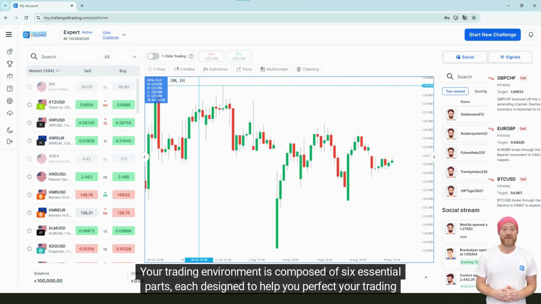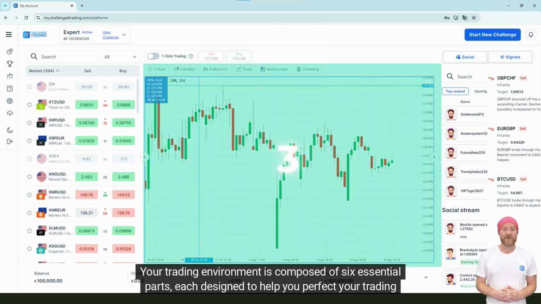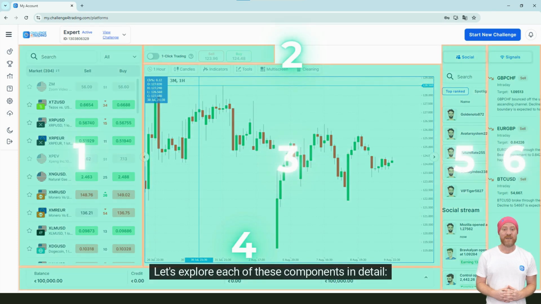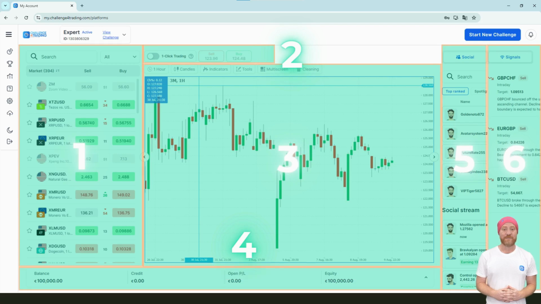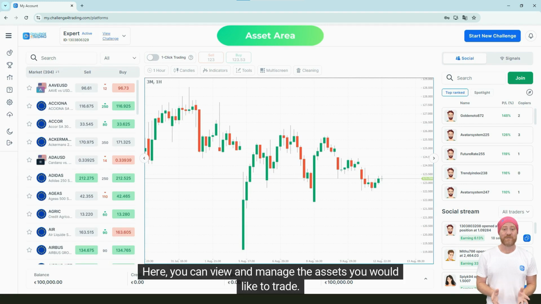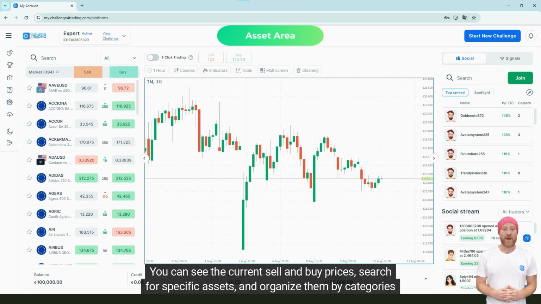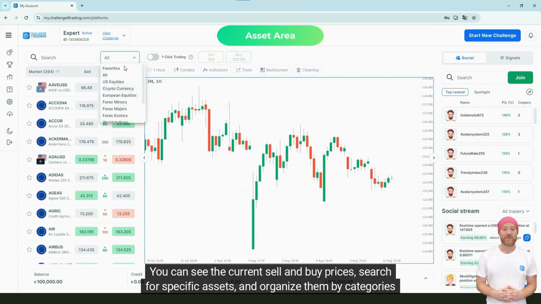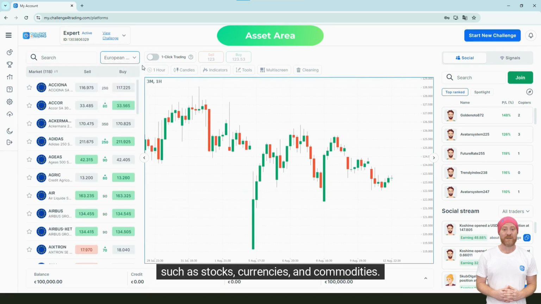Clicking on Trade Now will take you directly to your trading environment where you'll engage in the core trading activities. Your trading environment is composed of 6 essential parts, each designed to help you perfect your trading strategies and execute trades effectively. Let's explore each of these components in detail. The first part is the asset area. Here, you can view and manage the assets you would like to trade. You can see the current sell and buy prices, search for specific assets, and organize them by categories such as stocks, currencies, and commodities.